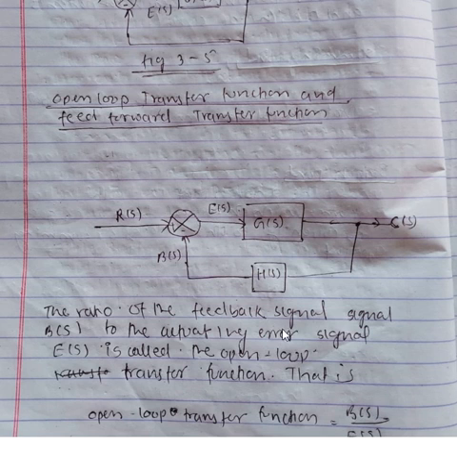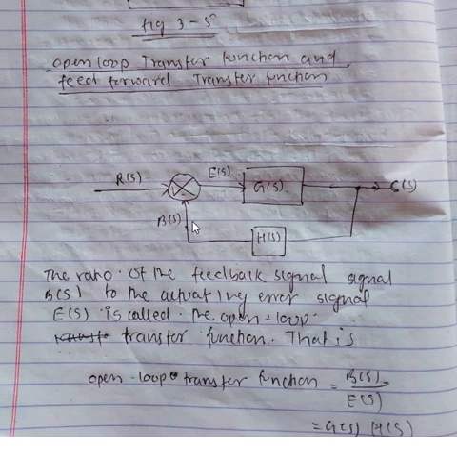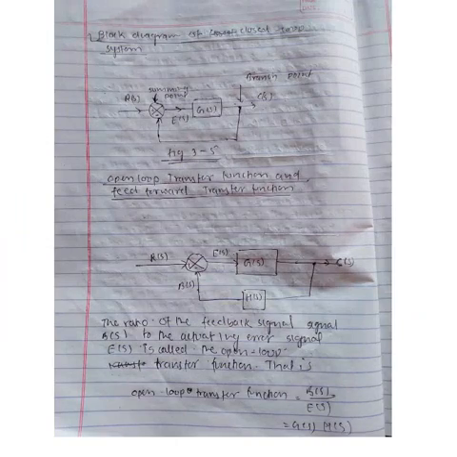The ratio of the feedback signal B(s) to the actuating error signal E(s) is called the open loop transfer function. That is, the open loop transfer function is equal to B(s) over E(s), and it can be represented by G(s) into H(s). So now let's move to the next topic.